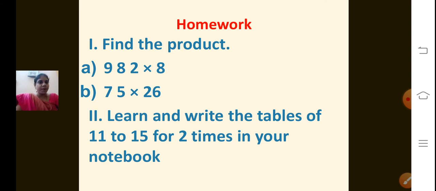So first find the product: 982 into 8, 75 into 26. Learn and write the tables of 11 to 15 two times in your notebook.